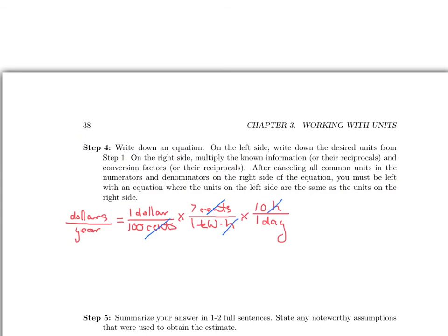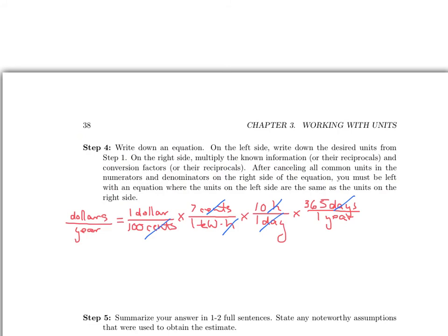Multiplying by this will cancel out the hours, and now we have units of days in our denominator as opposed to years. So we need to convert from days to years. But we have a conversion factor in step 3 that does that, namely 365 days per 1 year. And when we multiply by this, you can see that the days cancel, and now we have years in the denominator, which is what we wanted.